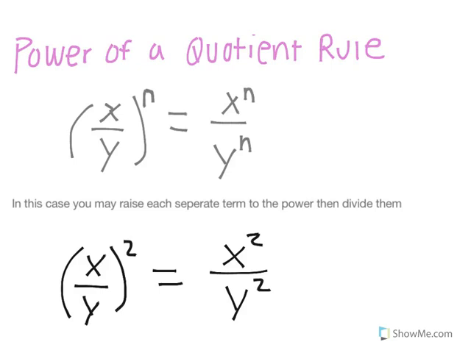Okay, we have now power of a quotient rule. This is the same as the power of a product rule. If you are dividing 2 numbers and you're raising it to a power, you may separate those 2 numbers, raise them individually to that power, then divide them. So here's an example down here. I have x divided by y to the 2nd, and that would just equal x to the 2nd over y to the 2nd.